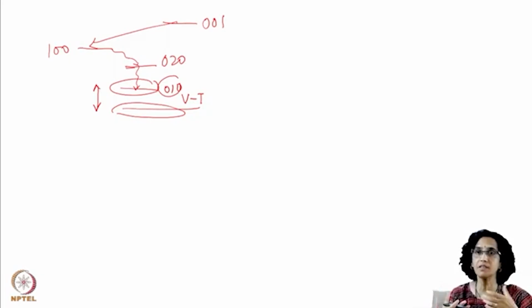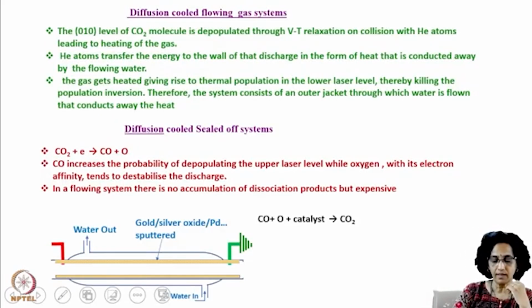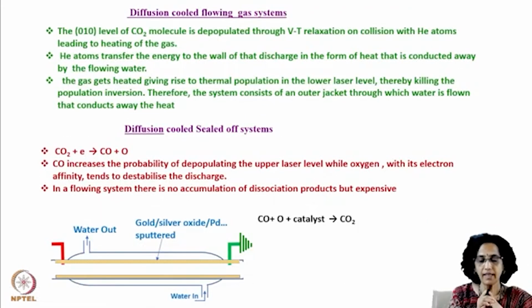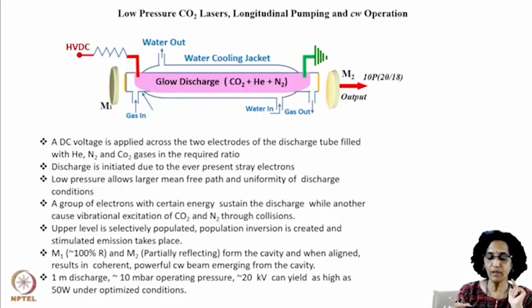Why do we use helium? Because helium is light, it can diffuse faster, it has a high thermal conductivity, and therefore it takes away this heat, gives it to the walls, and from the walls it is conducted away by means of cooling jacket. This is one way. Then, what happens to the gas? Well, what normally is done is that the gas flows in, it also gets heated up. That heat is conducted away, we are saying, by means of cooling jacket.